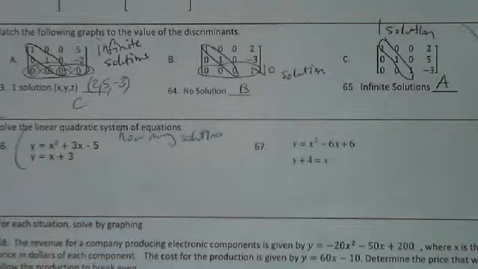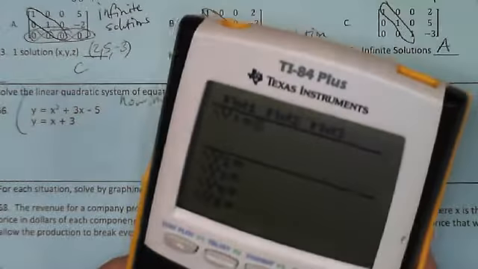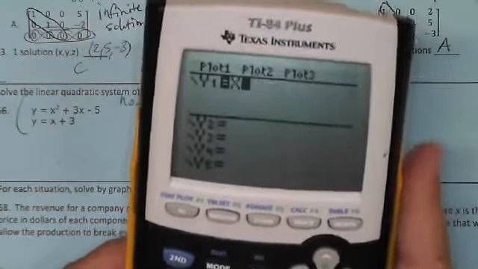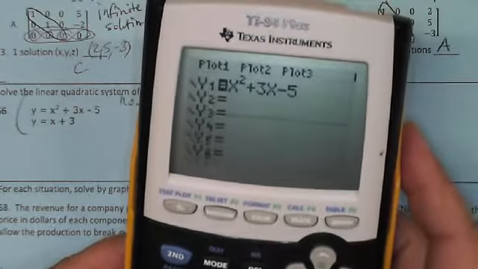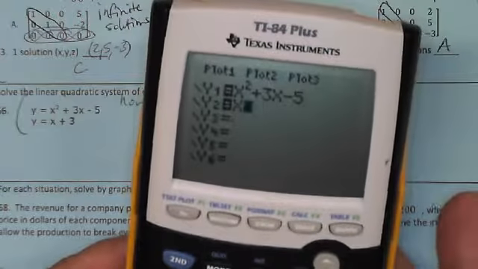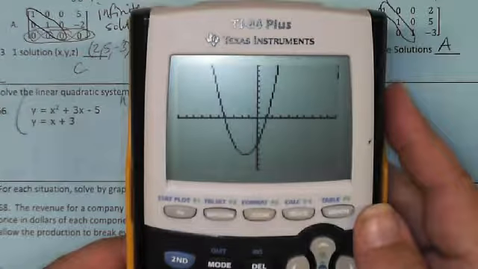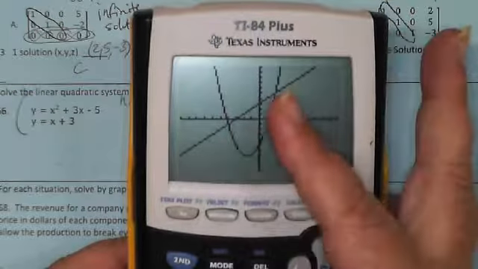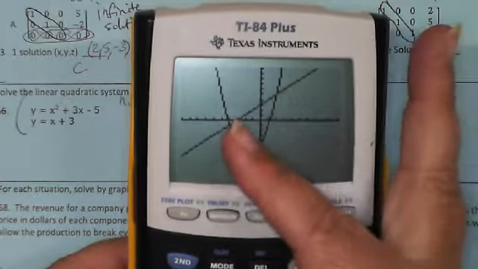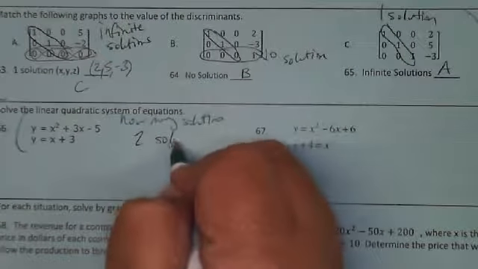Alright, so let's talk about 66. We're going to put this in our calculator. You're going to go to your y equals, and you're going to put in both equations. So start with x squared plus 3x minus 5. Scoot down. Let's put the other one in. X plus 3. Alright, if you hit graph, you'll be able to see the parabola and the line. You can see that this has 2 solutions. And you can tell that it's hit in 2 places. So we would write 2 solutions.